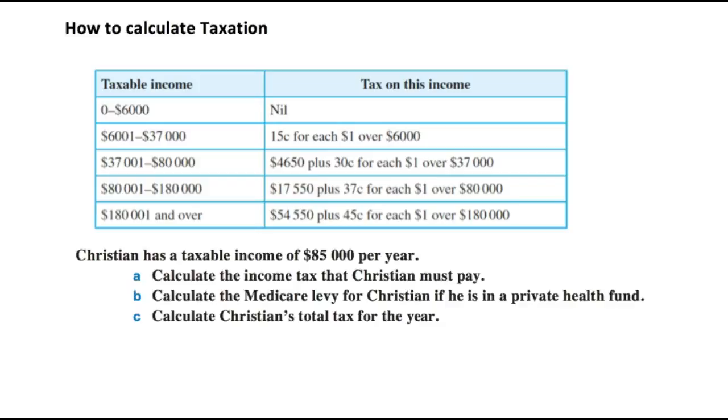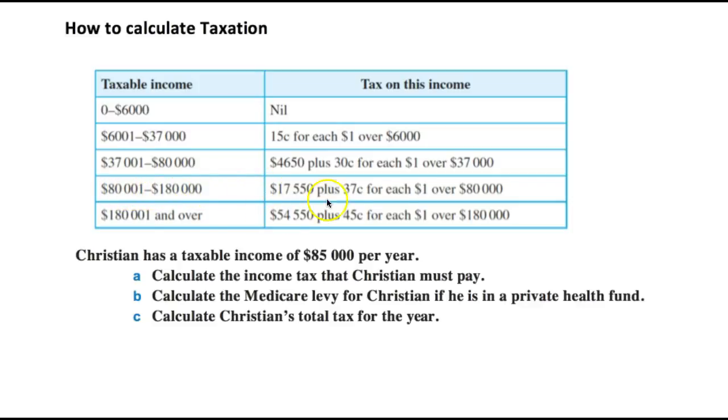Let's look at how we do this by taking a problem. Christian has a taxable income of $85,000 per year. With this amount, we're going to look and see which bracket he's in. Each of these lines is a tax bracket. And $85,000 a year means he ends up in this $80,000 to $180,000 bracket.